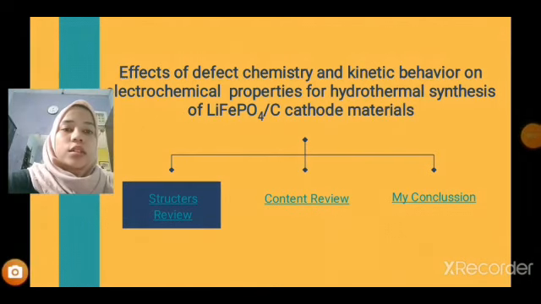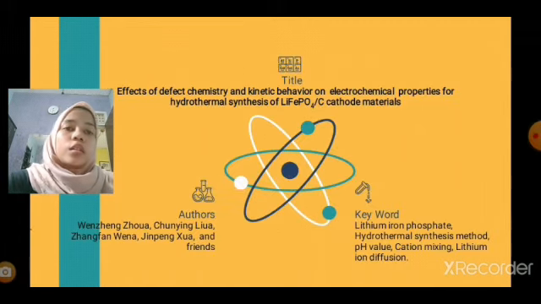Okay, the first section is structure review. First is title. Title has a purpose to clearly describe the content of the article. The title of the article is Effect of the Fake Chemistry and Kinetic Behavior on Electrochemical Properties for Hydrothermal Synthesis of Lithium Iron Phosphate C cathode materials.